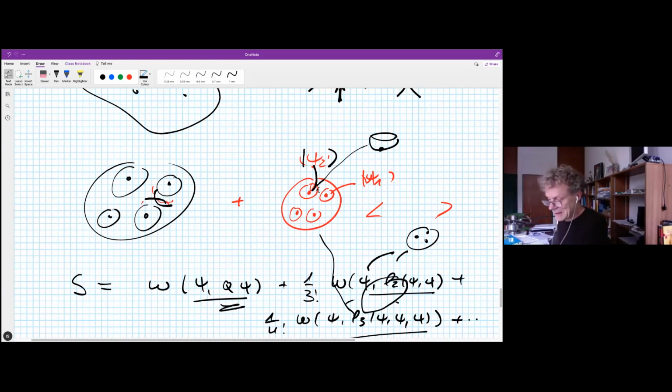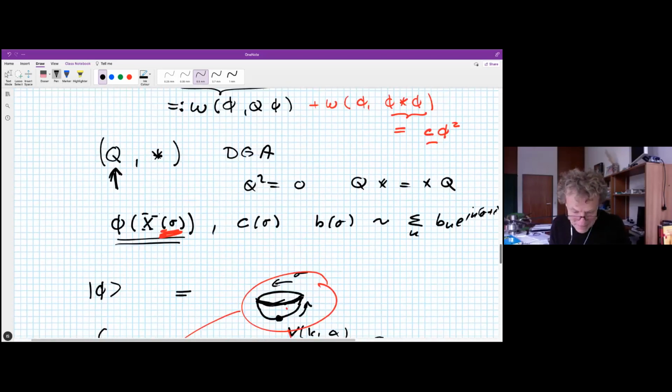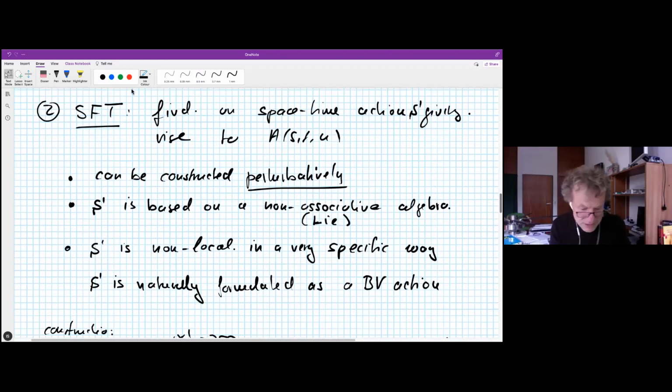So maybe let me go back to what I promised, and I hope I explained all the things which I promised. So it can be constructed perturbatively. It's non-associative. It's simply to do with the fact that these vertices which you get from this 4-punctured sphere and 5-punctured sphere and so on, they don't have this associative property. It's non-local. And I didn't really get to explain why it's a BV action, but you can always ask me about it in the questions if you like. So then maybe this is a good place to stop.